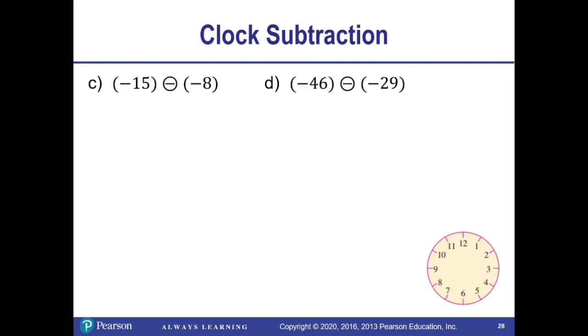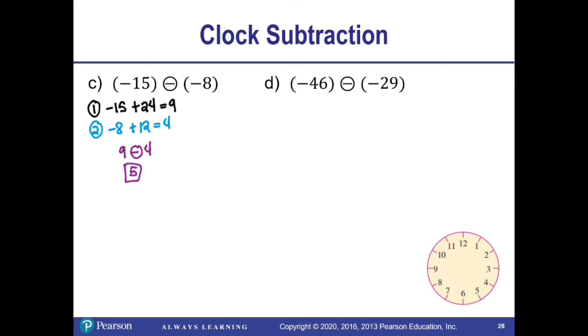Let's look at another example. Here we have negative 15 minus negative 8. To get rid of the negative numbers, I'm going to add multiples of 12 to see where I would land on the clock. Negative 15 plus 24 is 9. 24 is 12 times 2. Negative 8 plus 12 is 4. So here, negative 15 minus negative 8 on the clock is the same thing as 9 minus 4 on the clock, which is 5.